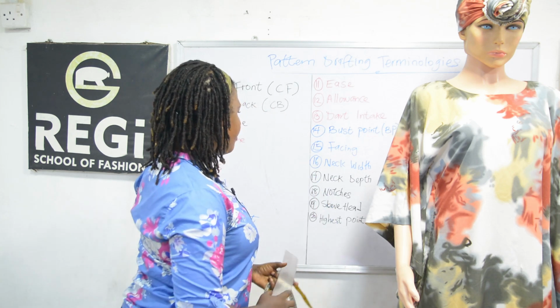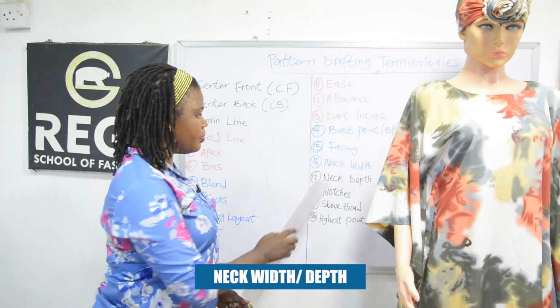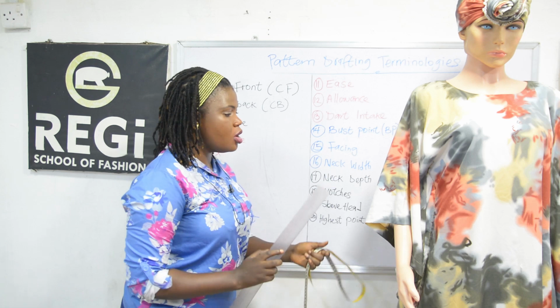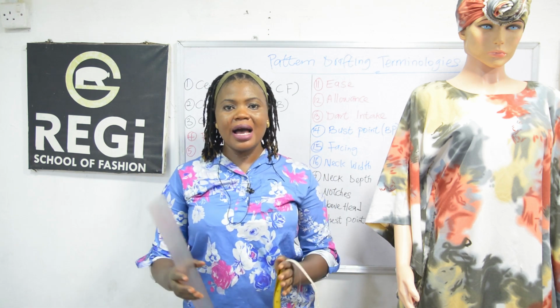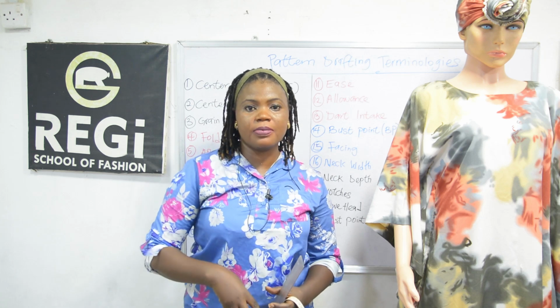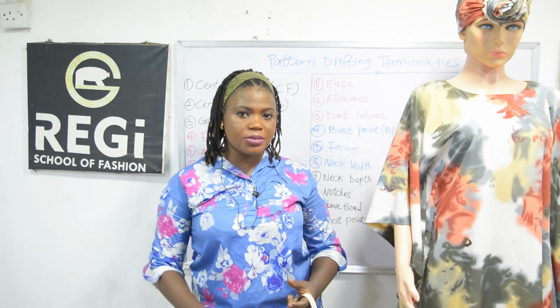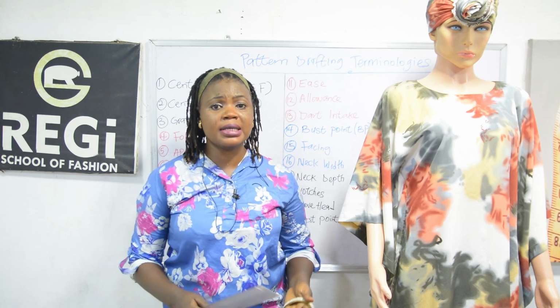So the next one I have here is the neck width. I will be taking the neck width and the depth together. Number 16 is the neck width, and I have the neck depth as number 17. So what is the meaning of width and depth? Width is the wideness and the depth is the deepness. So when you are constructing or drafting a neckline, you need your neck width measurement and a neck depth measurement. So mostly a standard measurement is required in constructing the neckline.